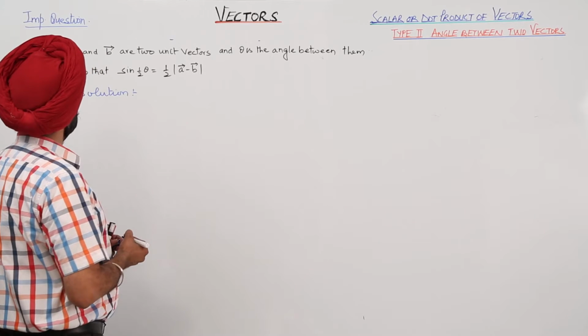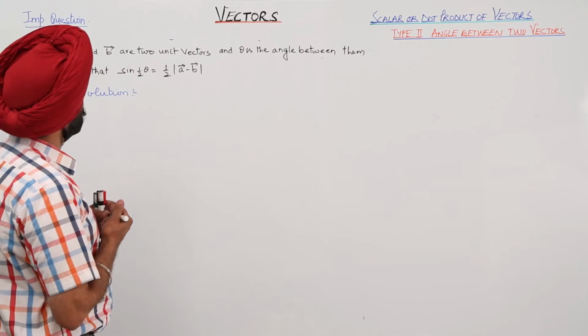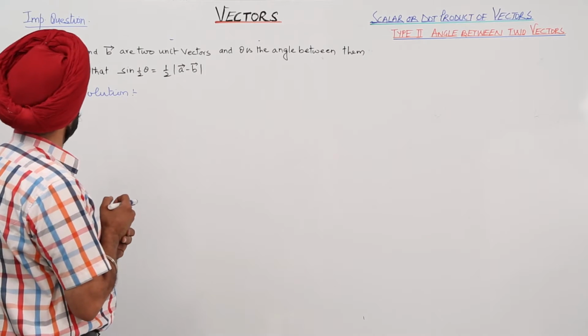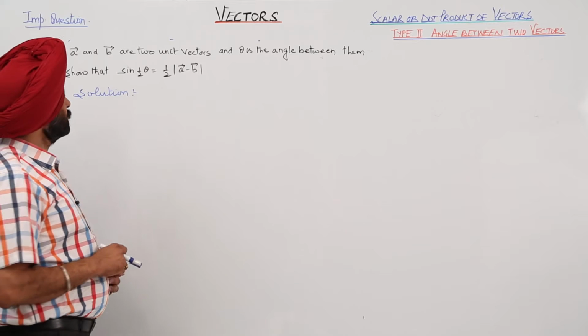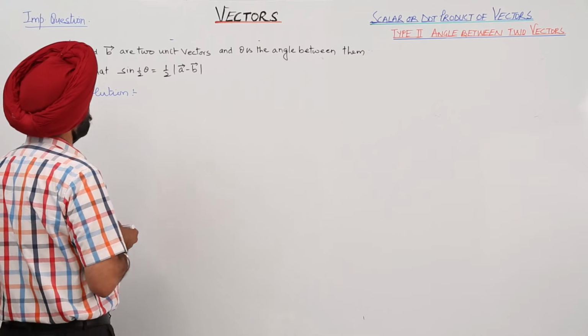Now the question is, if vector A and vector B are two unit vectors and theta is the angle between them, then we have to show that sine half theta is equal to half the magnitude of vector A minus vector B.